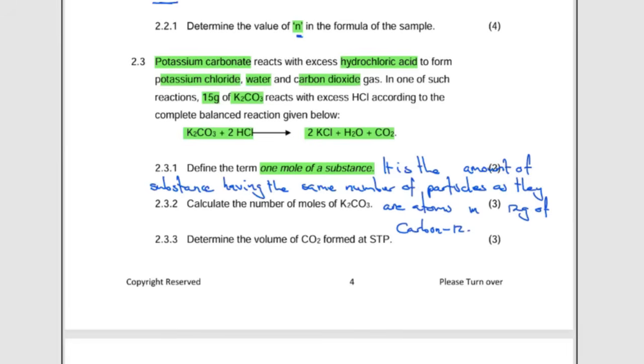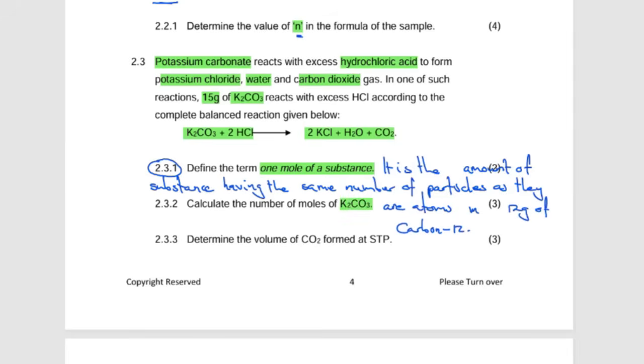So please do take note, the importance of these are definitions, right? You refer to your exam guide for these definitions so that you can get 2 marks. Remember, there's no partial marks when it comes to definition of terms, right? Then to proceed to the next question, it reads here, calculate the number of moles of what?